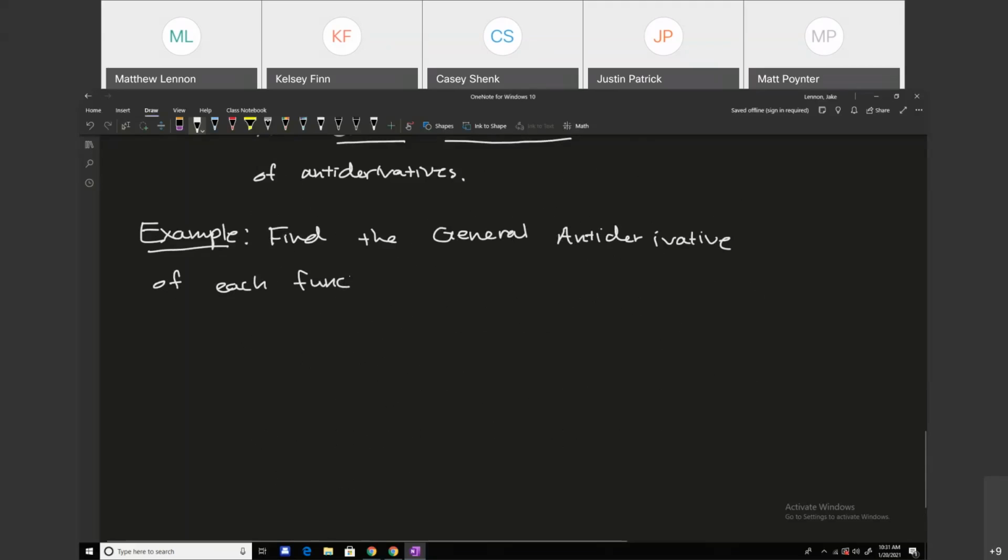I don't know if I should capitalize general antiderivative every time or just when I define it. I've been studying some German lately, so it makes me want to capitalize every noun. So I apologize for that.